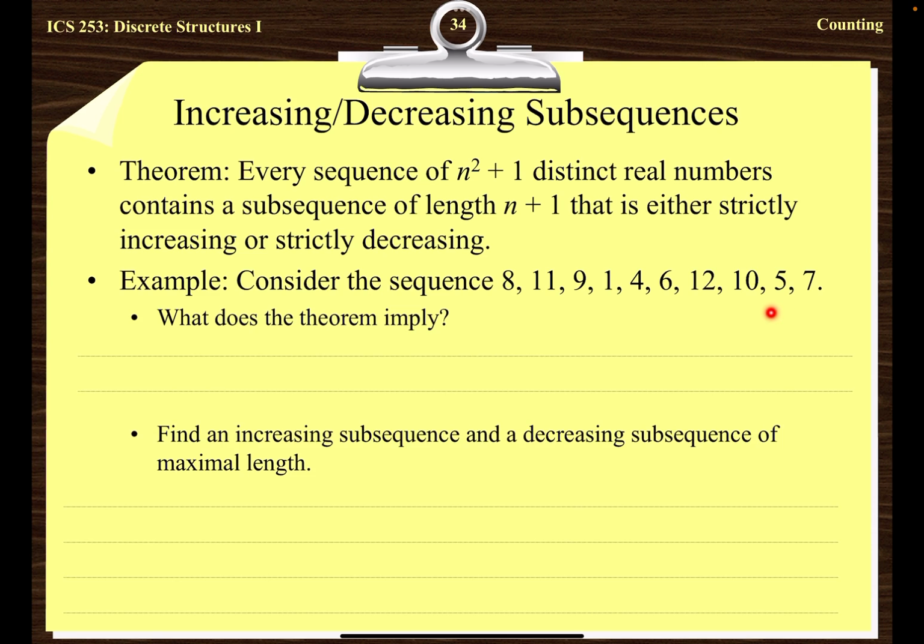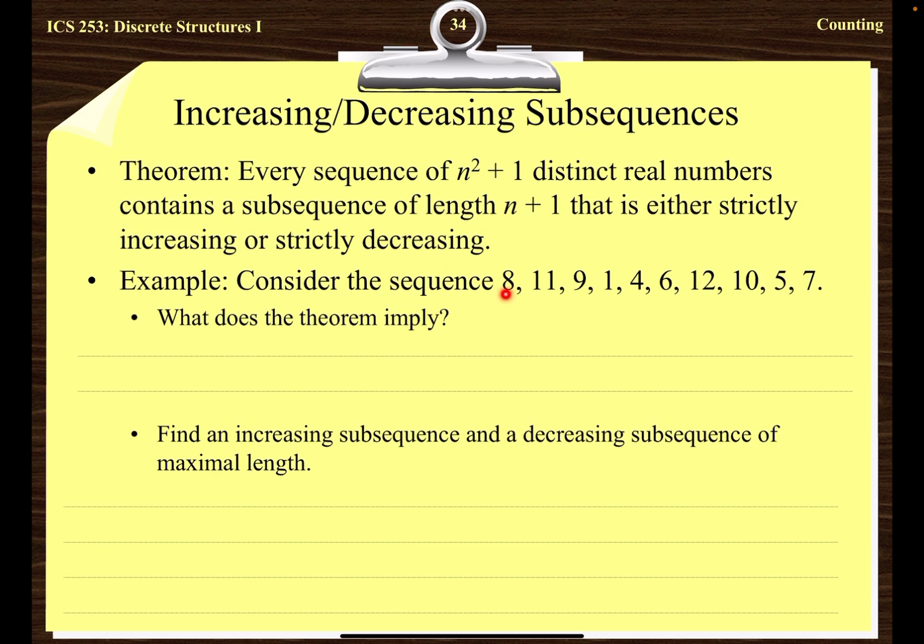One element, of course. If you have one element, it is a subsequence. Okay? So now, what does the theorem say? If I have n squared plus 1 distinct real numbers, then I have a subsequence that is strictly increasing or strictly decreasing of size how much? At least n plus 1. Okay, I have to have a subsequence that is strictly increasing or strictly decreasing of size n plus 1.